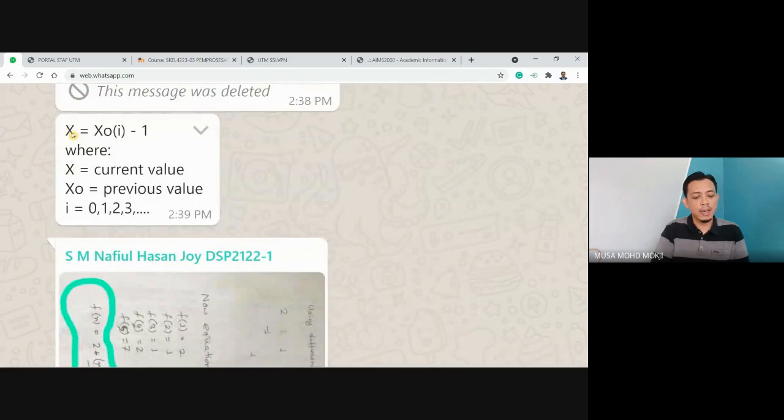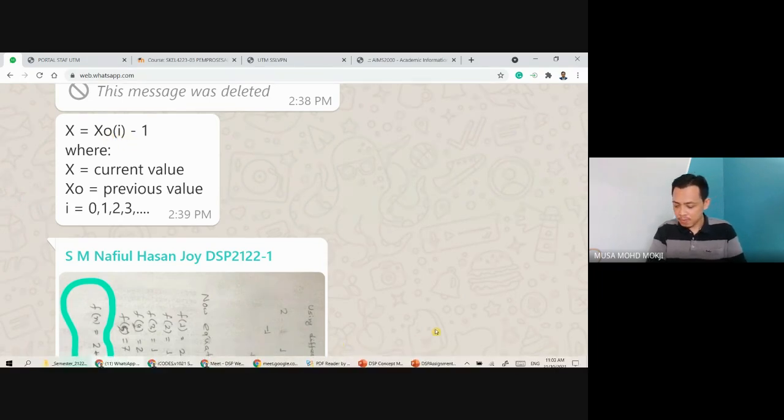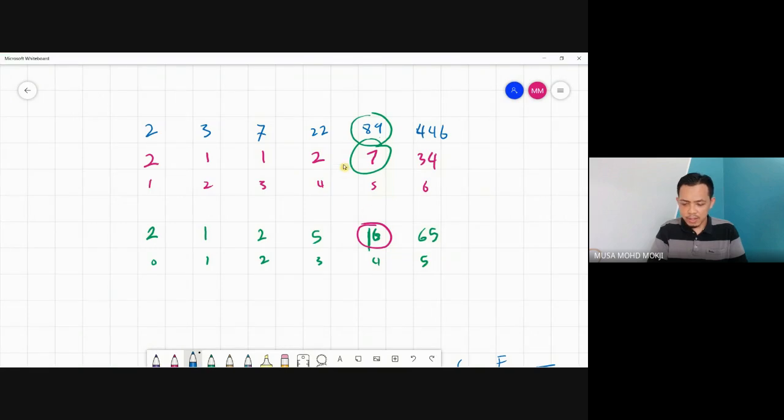So what is the x? x is actually equal to the previous one, you need to multiply with the index, and then minus 1. Okay, because you already asked, I think this is the one. I did that one also. So this is the index 1, 2, 3, 4, 5, 6. But in this solution, the answer is 34.